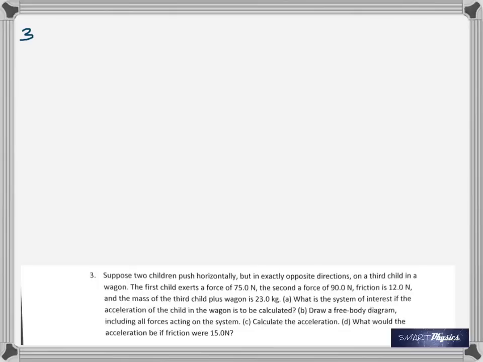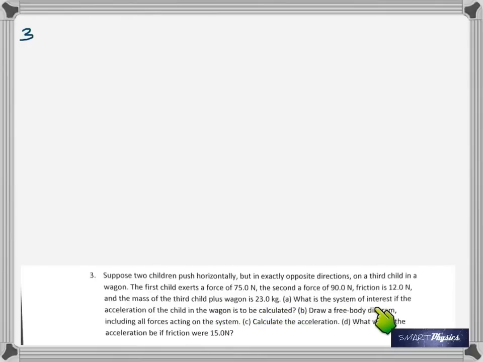Suppose two children push horizontally. That word is really important. I don't know whether you noticed. Horizontally. That's important. But in exactly opposite directions on a third child. So that means the third child is caught in between the other two and is in a wagon, right? The first child exerts a force of 75.0, the second 90. Friction is 12. And the mass of the third child plus the wagon is 23 kilograms.